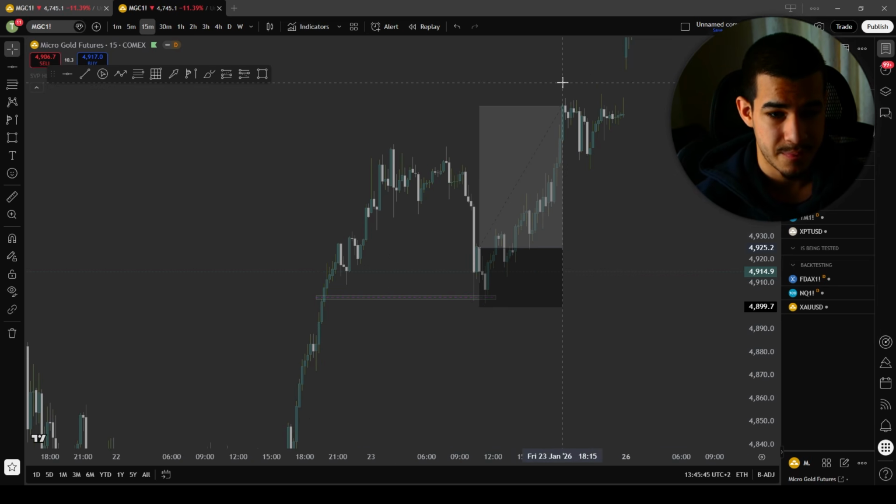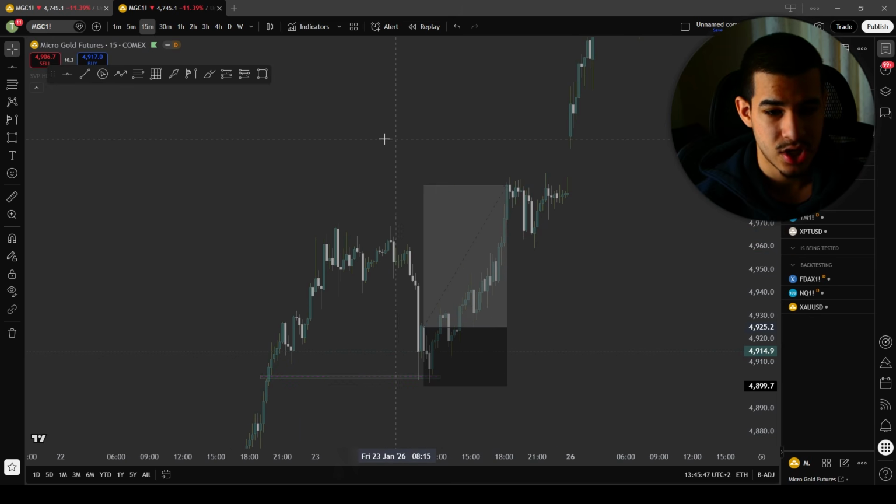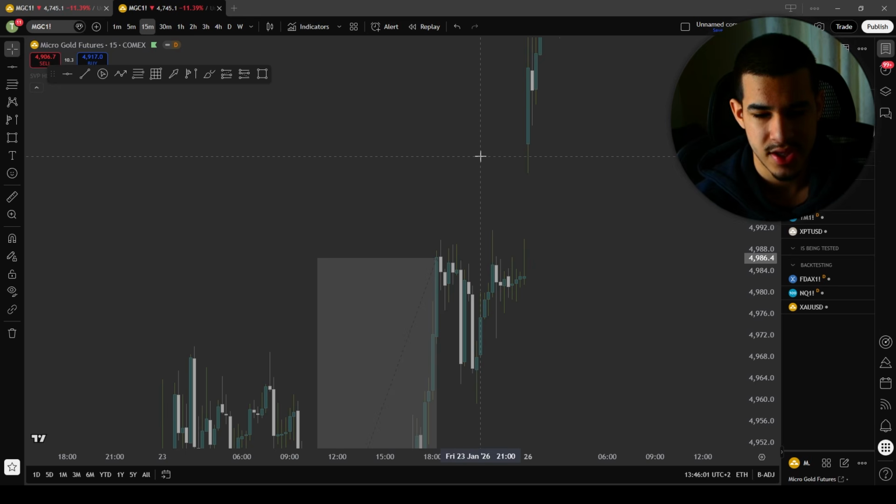So basically, yeah, I did actually close right here. The reason I closed over here was because a new 4-hour candle opened up and it had not created a lower wick. So basically, as you can see, it created a lower wick and then it came back up.